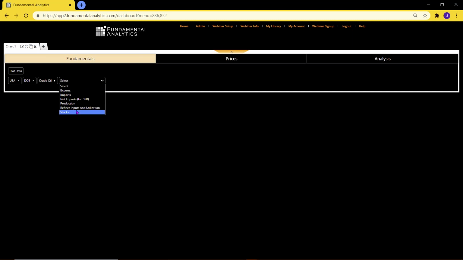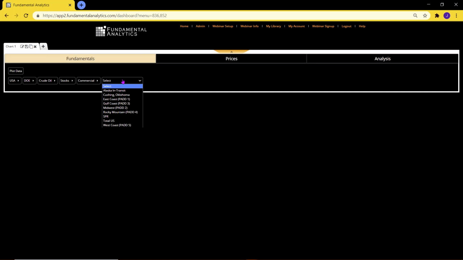So I'm going to look at stocks, the inventory of crude oil. That's what people watch when the numbers first come out. And we'll look at commercial, and then we can select it by region of the country, or we could do Cushing, Oklahoma, which is the delivery point for the WTI contract, but I'll go to total US. Once it's completed all the selections, you get the interval of time. This is weekly data, and we click on plot the data.